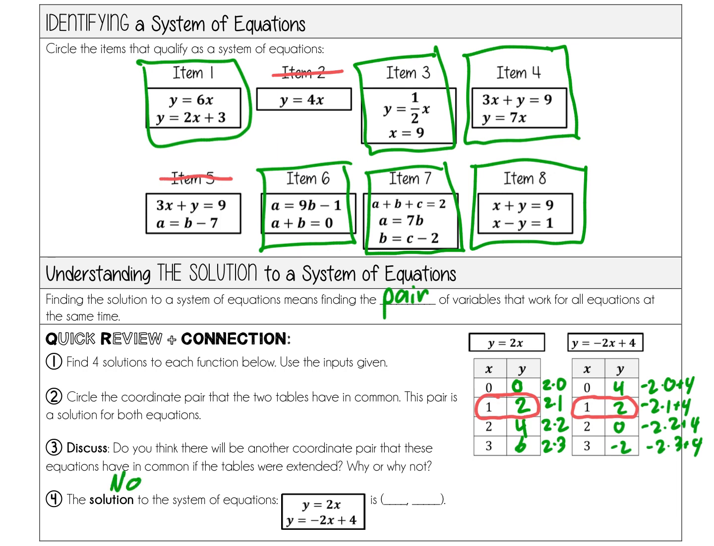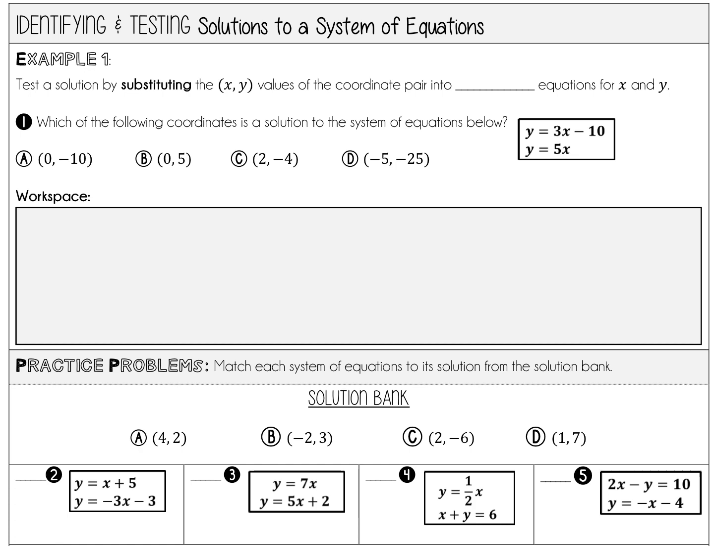If you look at the two tables, you'll notice that as x increases on the left side, y is increasing as well, but on the right side, y is decreasing. That means that y is going to keep getting bigger for the left side and smaller for the right side, therefore they will never cross again. Finally, the solution to the system of equations y equals 2x and y equals negative 2x plus 4 is the point (1, 2). In the next part, we will identify and test solutions to a system of equations.